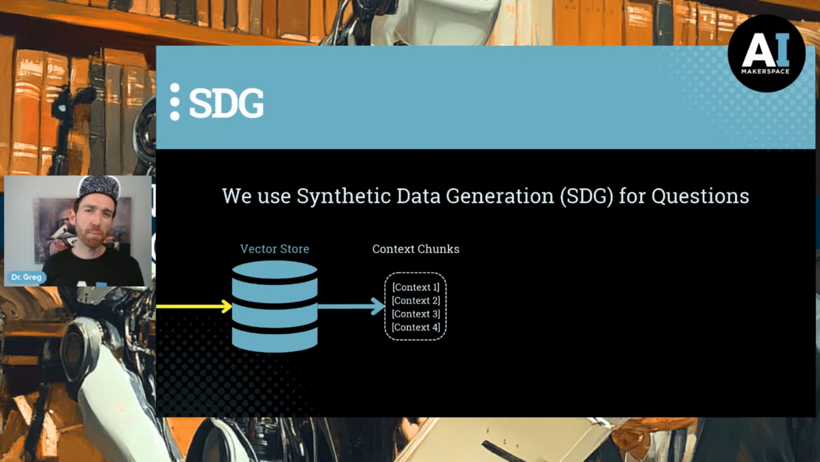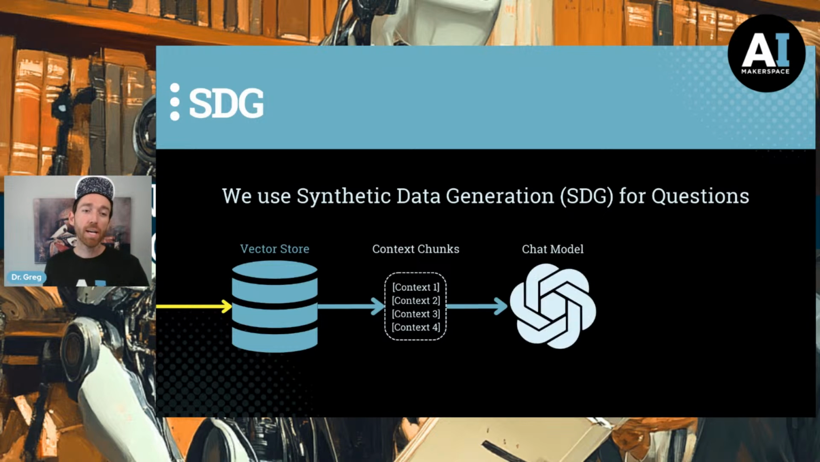And then what I'm going to do is take the chunks and run these chunks through an LLM chat model. Okay, so this is a generator here. This isn't an embedding model. And I'm going to say, what kind of question would I be asking if I had this chunk?